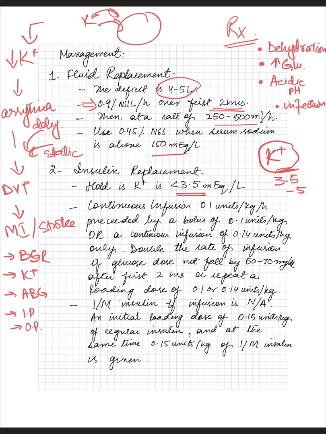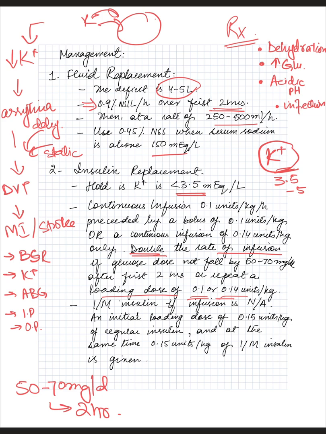It is expected for glucose to fall by at least 50 to 70 milligram per deciliter in the first 2 hours. So if it doesn't, what do we do? We double the rate of infusion. If the glucose does not fall by 50 to 70 milligram per deciliter after first 2 hours, or what else can we do? We can repeat a loading dose of 0.1 or 0.14 units per kilogram.